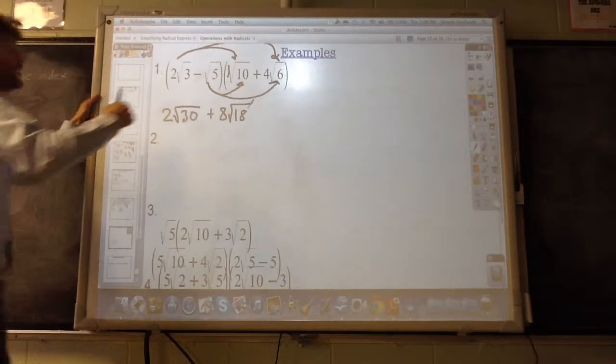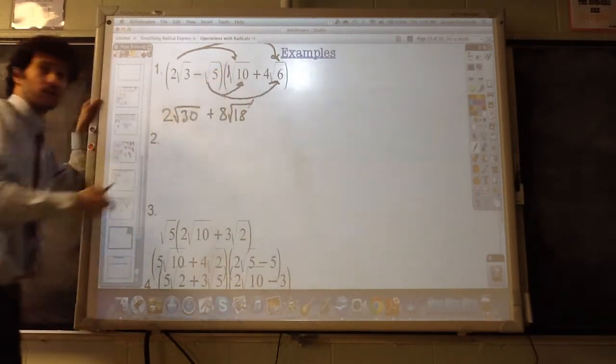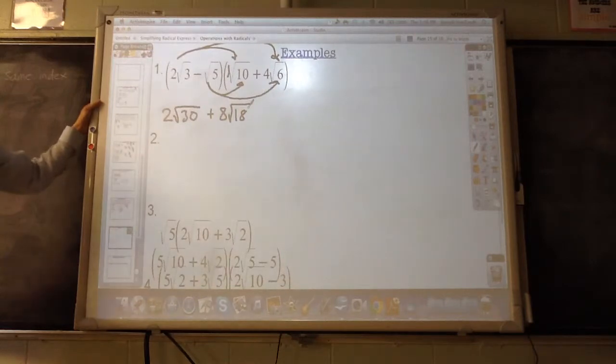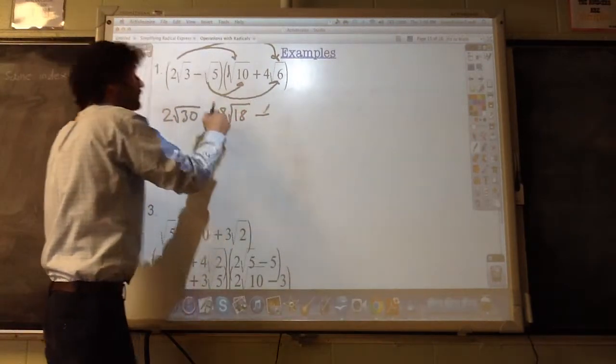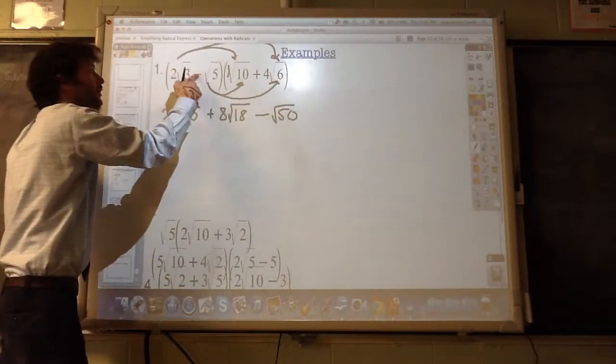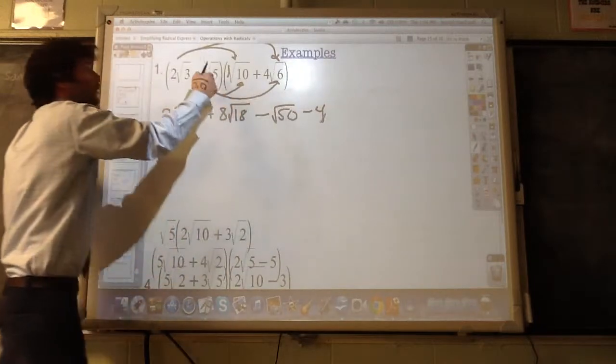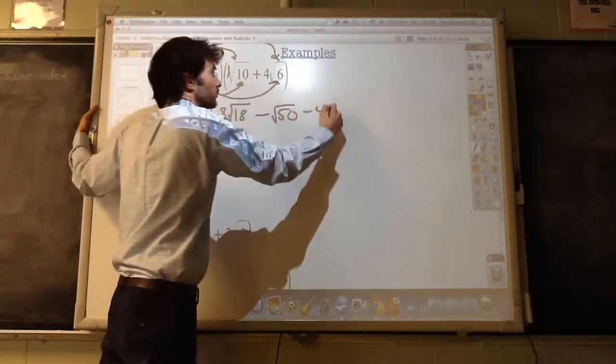Then I would do negative square root of 5 times the square root of 10. So it's a negative times a positive, so it's definitely going to be negative. Negative square root of 50. And then here, negative 1 times the 4 is a minus 4. And the 5 times the 6 on the inside gives me the square root of 30.